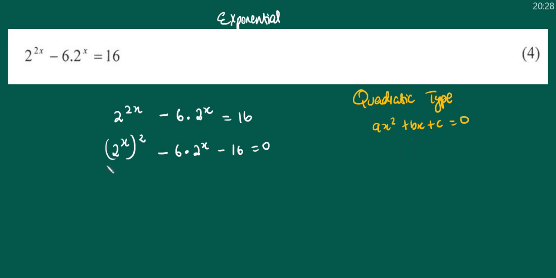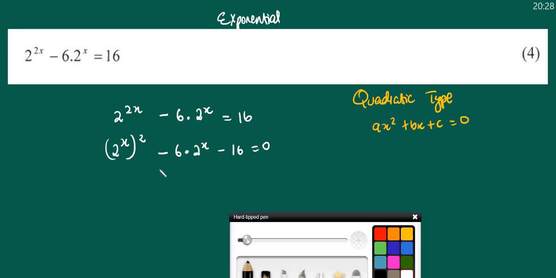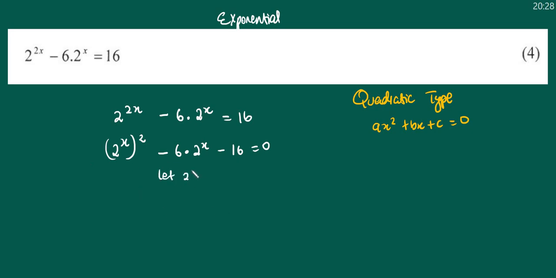Now what you're going to do is that usually people use the k method, whereby they say let 2 to the power x be k. If you do that, you're going to have k squared minus 6 times k and then minus 16. Then you can factorize, okay? And for you to factorize that, remember you're allowed to use the quadratic formula, or you can use the method that we showed you.